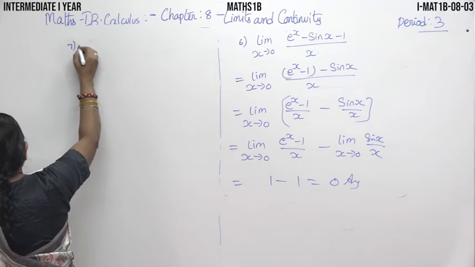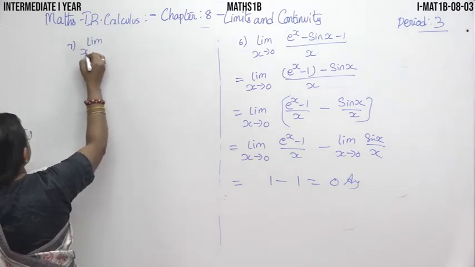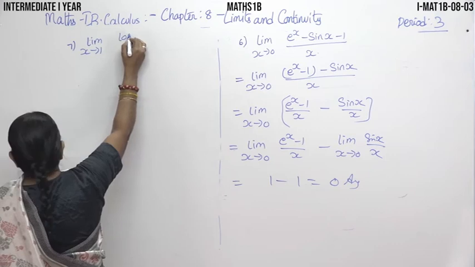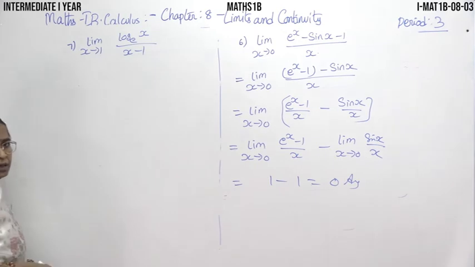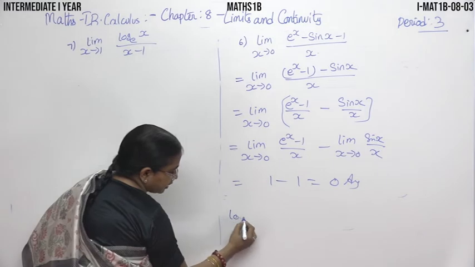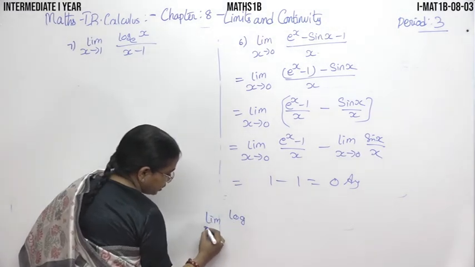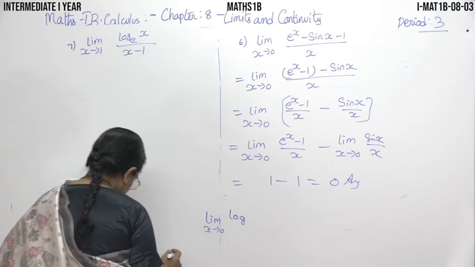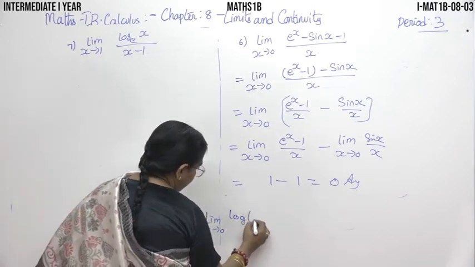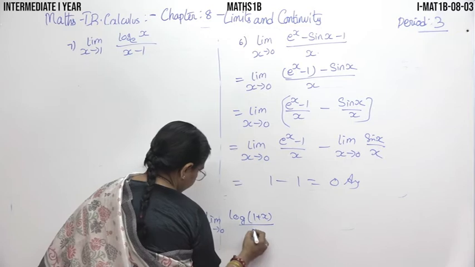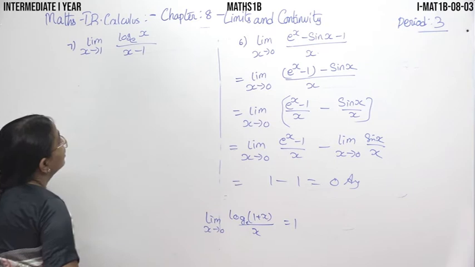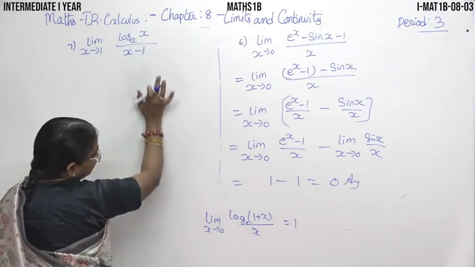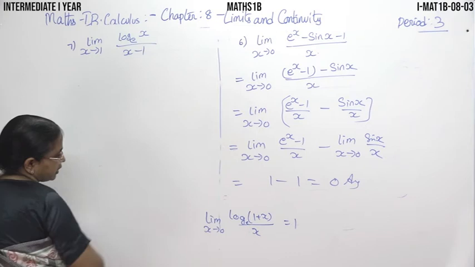Seventh problem. Limit x tending to 1 of log x to base e by x minus 1. Now this problem is a little bit different. Why? Because we have the standard limit as limit x tending to 0 of log of 1 plus x by x is equal to 1, to the base e. This was our standard limit. But in the place of x, we have x and x minus 1 like this.